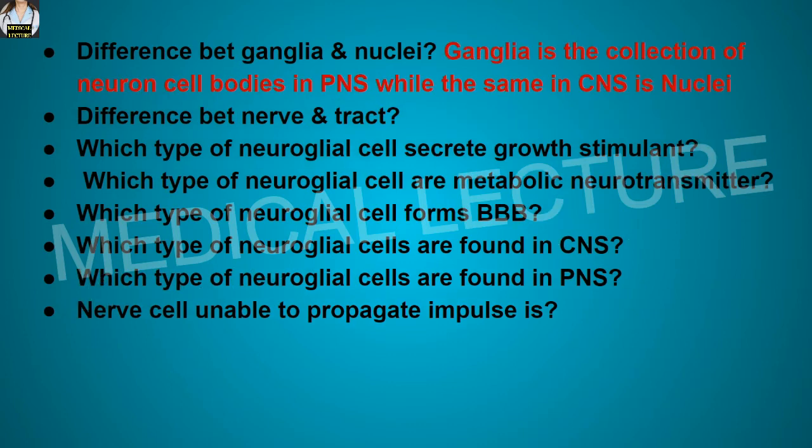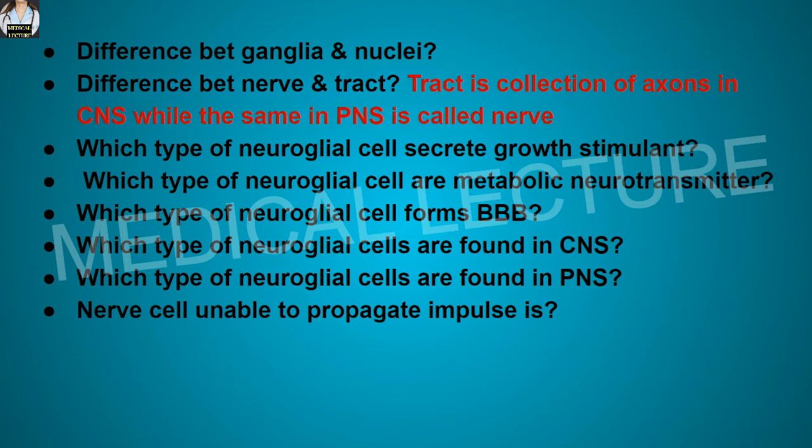So, ganglia is the collection of neuron cell bodies in the peripheral nervous system, while the collection of neuron cell bodies in the central nervous system is the nuclei. And what is the difference between nerve and tract? Tract is the collection of axons in the CNS, while the nerve is a collection of axons in the PNS.